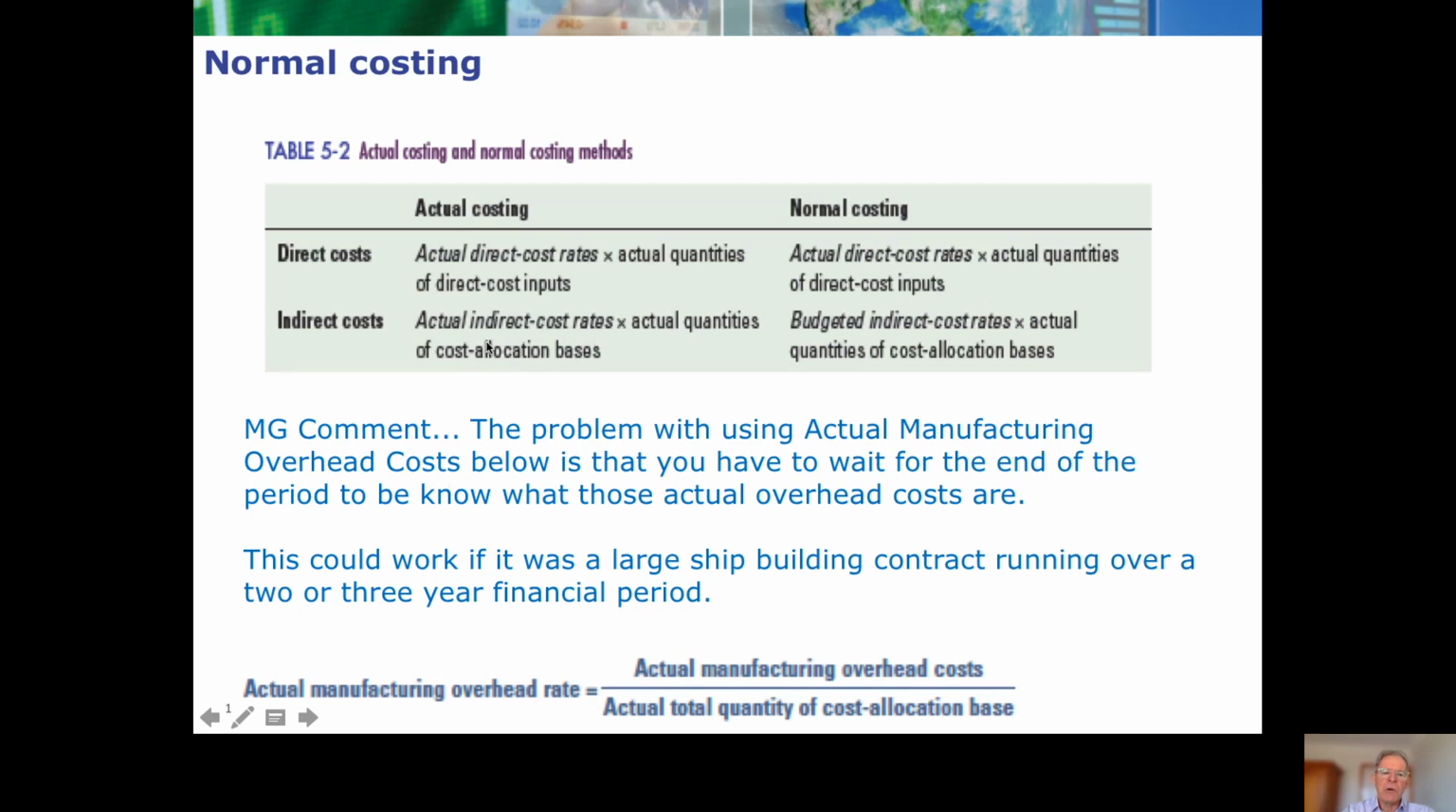And so it could work potentially if you had a long contract, like a shipbuilding contract that's running over a 2 or 3 year period. You may not bill the client until 6 months down the track, and 12 months, and so you could just be billing every 3 months based on actual costs incurred all up at that time.